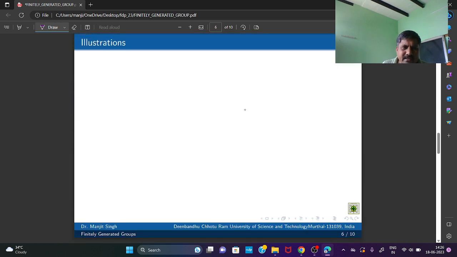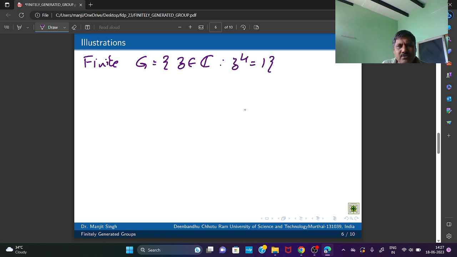We can take an example of a finite group. Take a group G whose elements are complex numbers satisfying the condition z to the power 4 equals 1. This equation has solutions 1, minus 1, iota and minus iota, where iota is the square root of minus 1. So this is an example of a finite group.